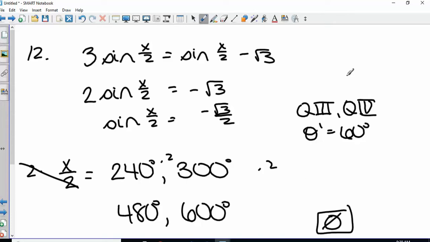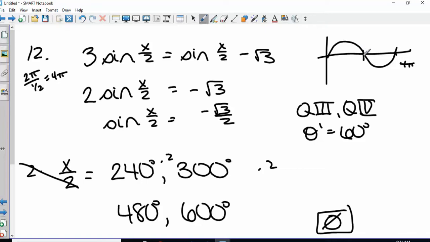Neither one of those is between 0 and 360, so our answer is actually no solution. If you think about that, the graph of sine looks like this. This one would have a period of 2 pi divided by 1/2, or 4 pi. So it's 4 pi before we get all the way to the end. At 2 pi, which is like 360, we've only had the positive half of the graph. We haven't seen any of the negatives yet. So that's why we did not have any solutions on that particular interval.